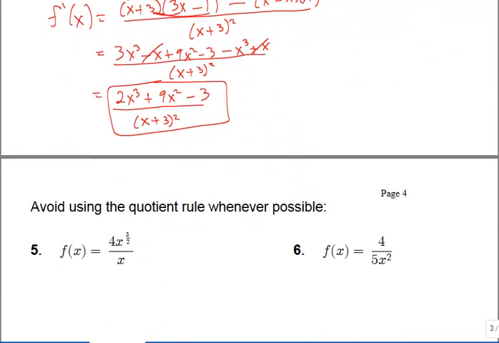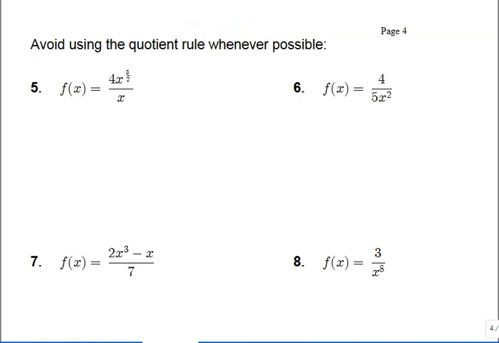Okay? Now, in the next several examples, I'm going to show you some alternative ways to avoid having to use this messy quotient rule whenever possible. So this won't always be an option, but in several problems, usually you can avoid the quotient rule. If we look at this first one right here, how could we avoid using that quotient rule? Well, we could just use some laws of exponents to try and simplify this function first so that it's no longer a quotient. And we can do that because these x's share the same base.